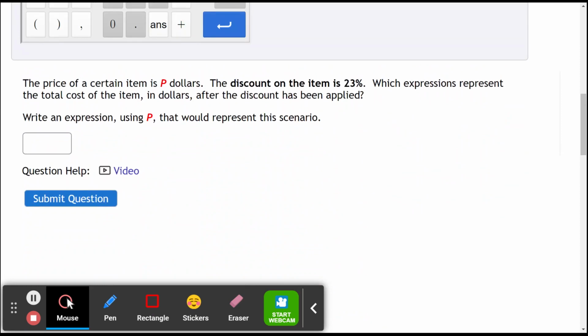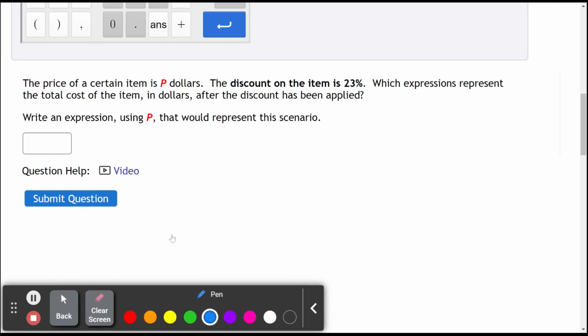Okay, the discount on an item is 23%. So what do we do then? We have this item that is P dollars.